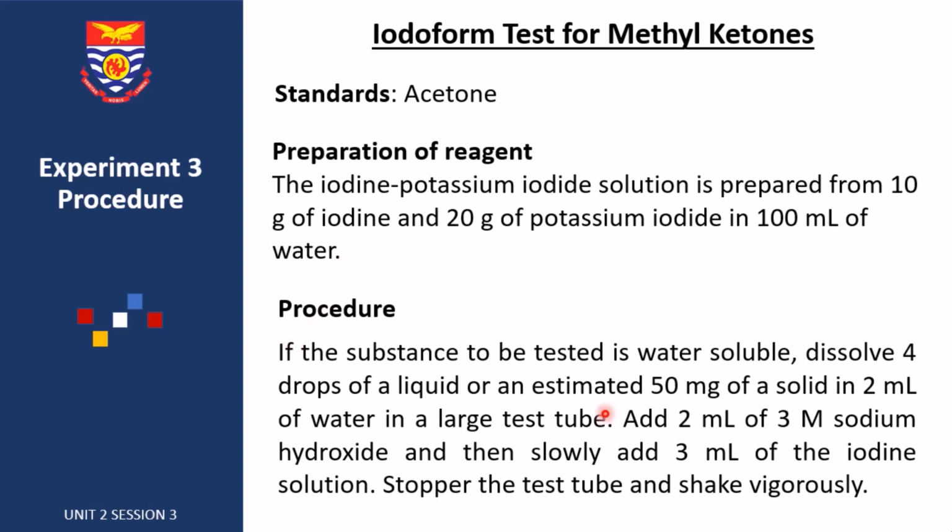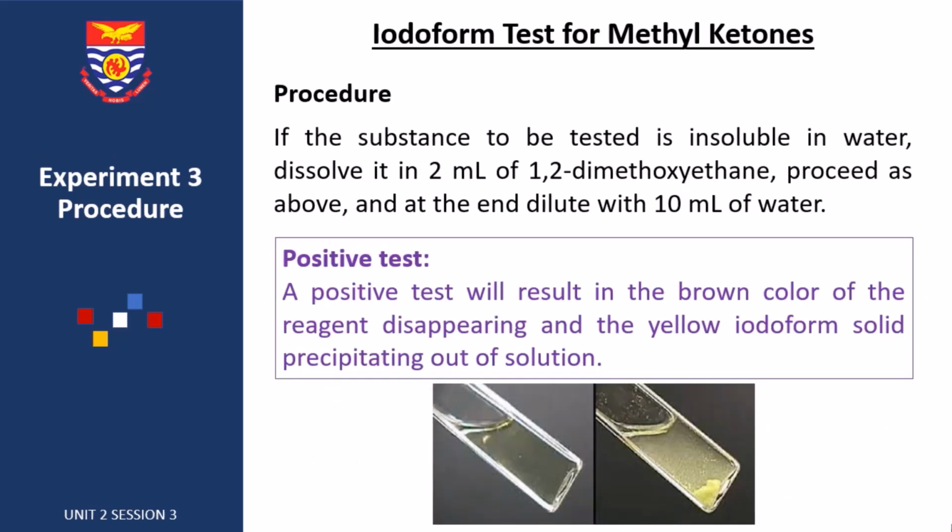Now the process is as follows. If the substance to be tested is soluble in water, then you dissolve 4 drops of a liquid or an estimated 50 milligrams of the solid in 2 ml of water in a large test tube. Then 2 ml of 3 molar sodium hydroxide is added slowly together with 3 ml of iodine solution. Then you observe the color changes that are seen.